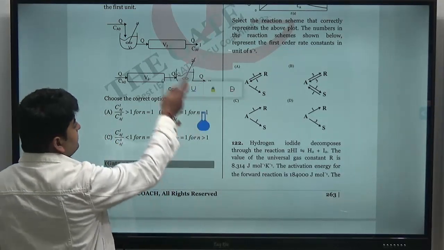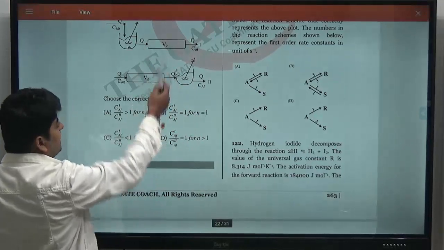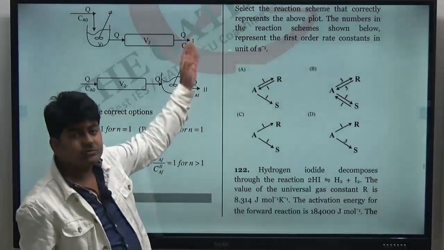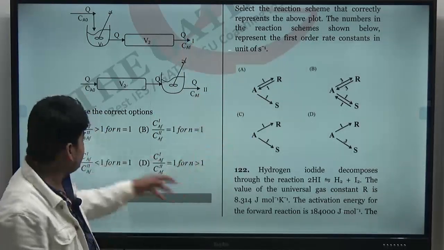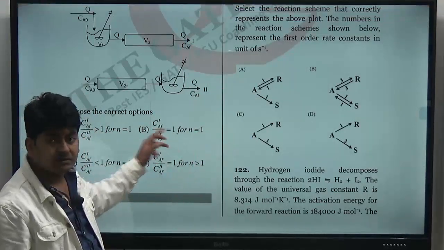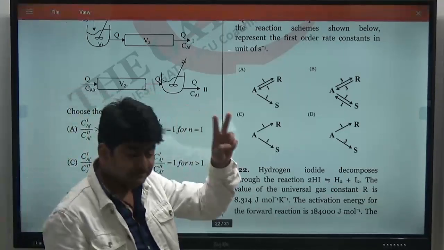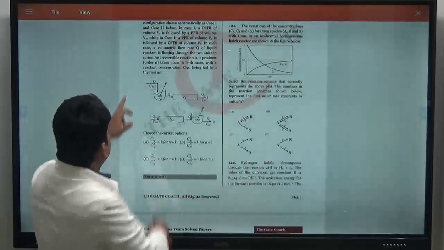Okay, so here you can see for first order reaction, we know that we can use either of these arrangements and the conversion will be the same. So since conversion is same, the final concentration has to be same as well. So their ratio will be 1. Option B will be the correct answer, and this question was there for 2 marks.